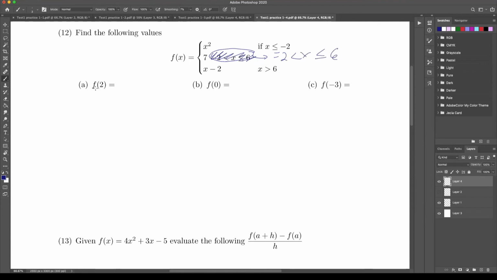Okay. And so here we just find the following values. What you do is, here I'm at 2. So 2 would be in this row right here because I'm between negative 2 and 6. So it's just equal to 7. Here at 0, I'm still between negative 2 and 6. So this is just equal to 7. Here at minus 3, I'm less than this, and so I'm going to be using this. So this equals minus 3 squared because I'm using this part of the formula, which gives me 9.